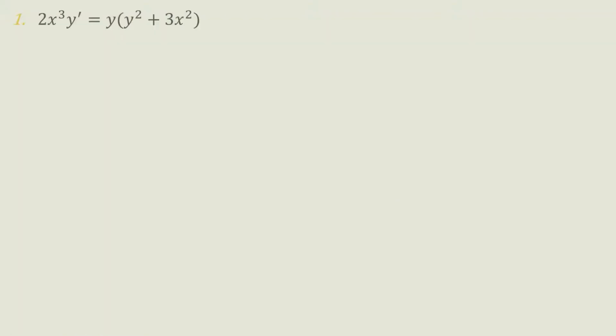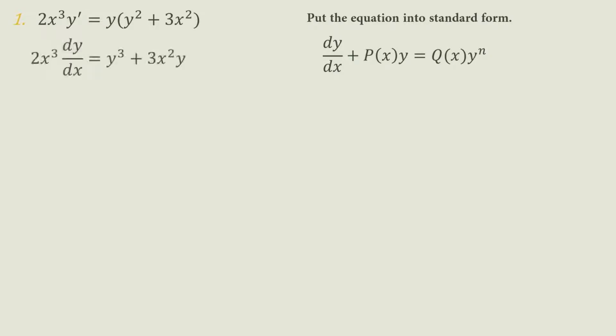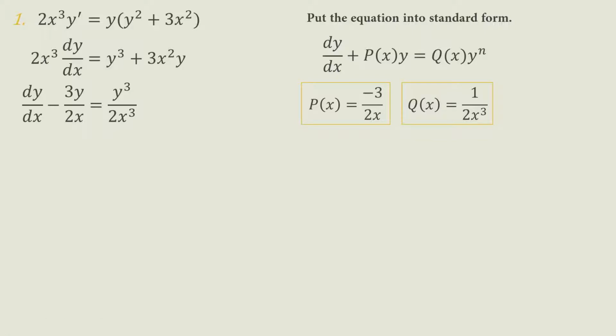So our example number 1: 2x cubed y prime is equal to y times y squared plus 3x squared. We are going to put the equation into standard form, that is y prime will be equal to dy over dx, and then dividing all terms by 2x cubed, the result will be dy over dx minus 3y over 2x, while transferring 3x squared y from right to left of our equation, equal to y cubed over 2x cubed. And so here we are able to identify the values of p of x and q of x, which is negative 3 over 2x, and q of x is equal to 1 over 2x cubed.